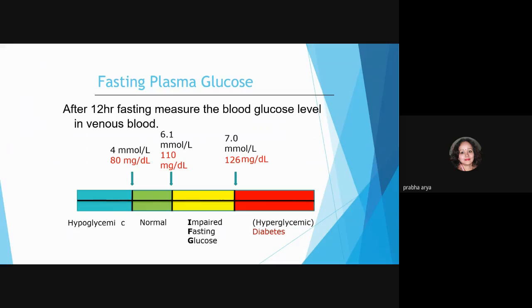And if it is between 110 to 126 milligram per deciliter, then it is pre-diabetic, and this kind of glucose level is called impaired fasting glucose. While if it is more than 126 milligram per deciliter, the person is hyperglycemic or diabetic.